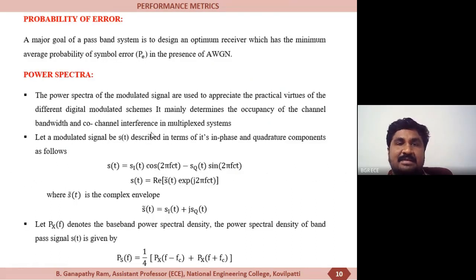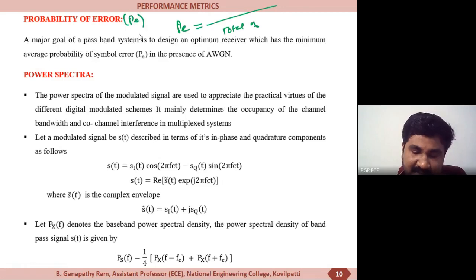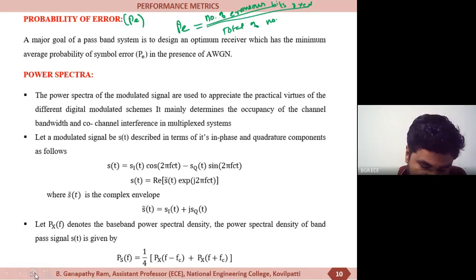The first one is the probability of error, and here the probability of error is defined as the total number of errors. Probability of error is shortly represented as PE, where PE is nothing but the number of erroneous bits received over the total number of bits transmitted.